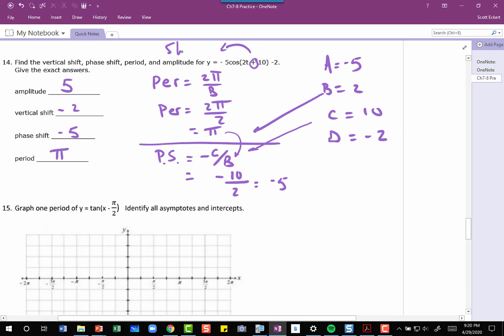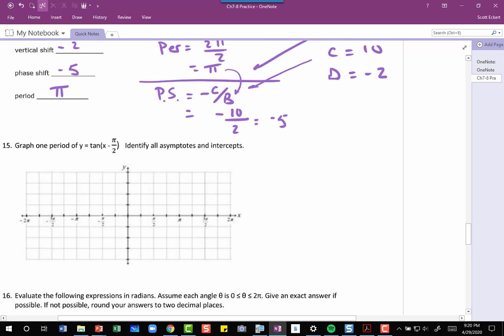That means we're shifting to the left. When we have a +10, that plus means it goes to the left. And that's where -5 is starting. It's starting on the left side of 0. All right. Let's see.